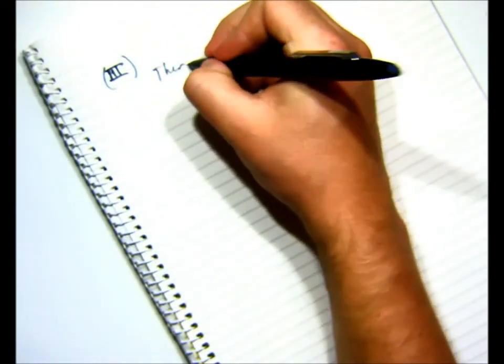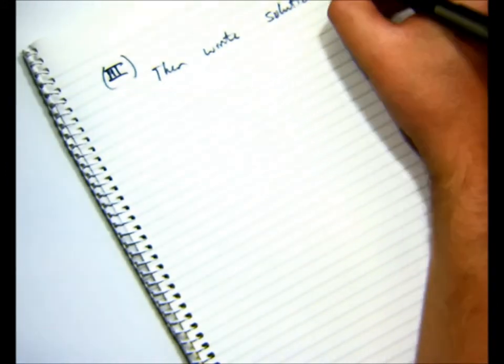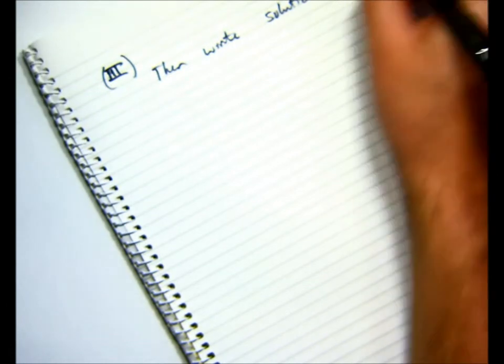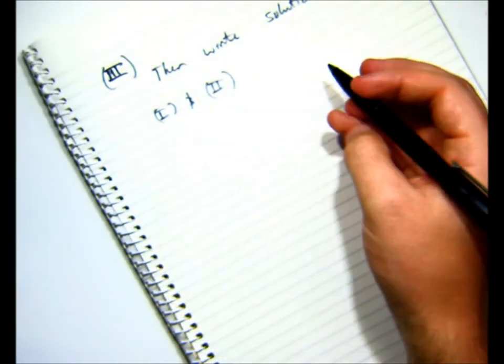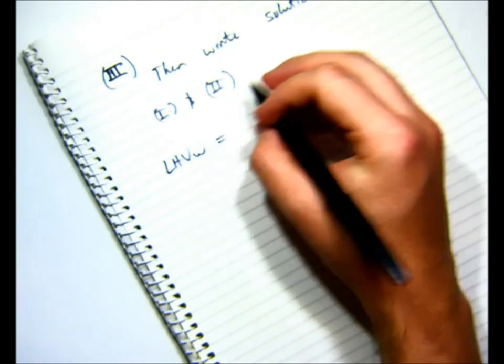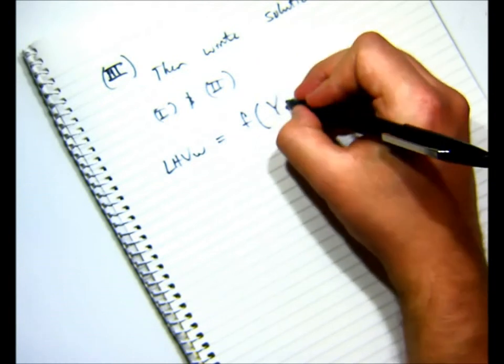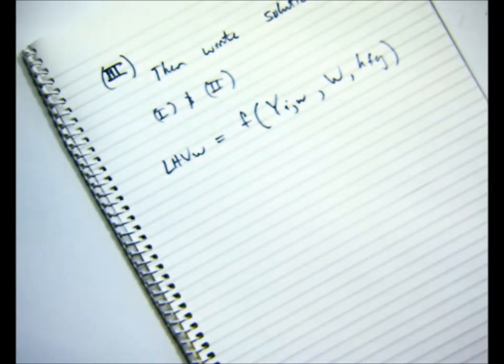So then write solution line 1 and 2, and you'll have something that looks like LHV wet equals some function of the Y values on a wet basis, W and h_fg, and there'll just be some numbers in there as well, but you can sub those in. If you want to see the solution, just look up the tutorial solutions, which will be handed out sometime at the end of this week, or possibly early week 4. Right, thanks.